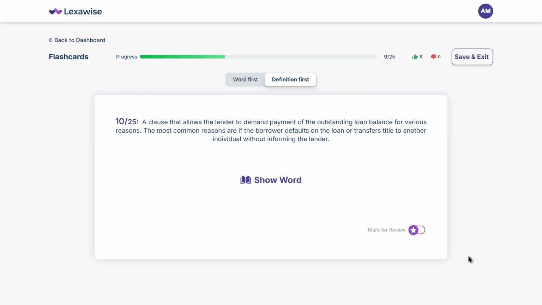This next clause can accelerate your entire debt. A clause that allows the lender to demand payment of the outstanding loan balance for various reasons. The most common reasons are if the borrower defaults on the loan or transfers title to another individual without informing the lender. What makes all your debt due immediately?